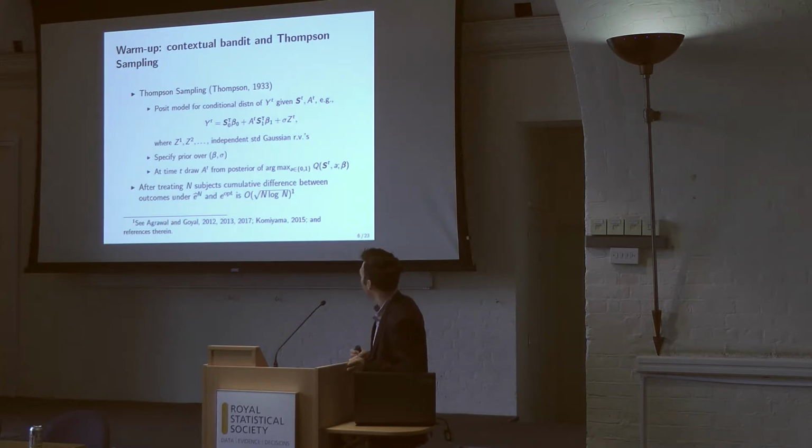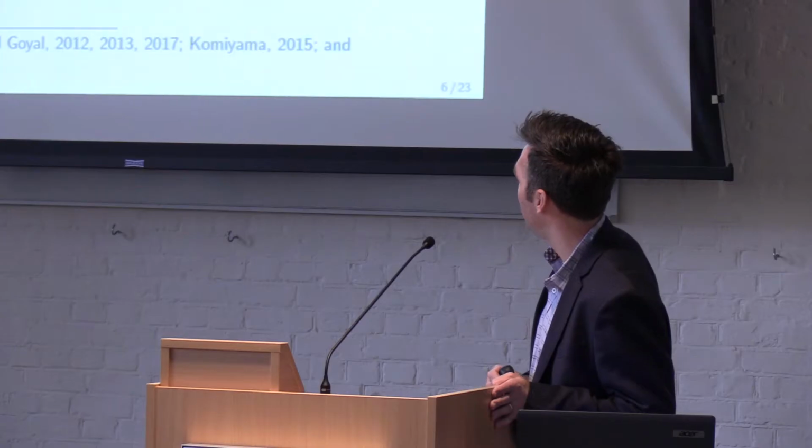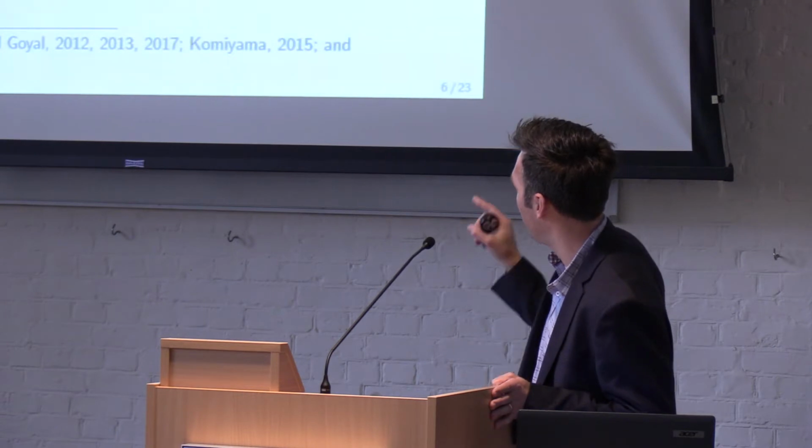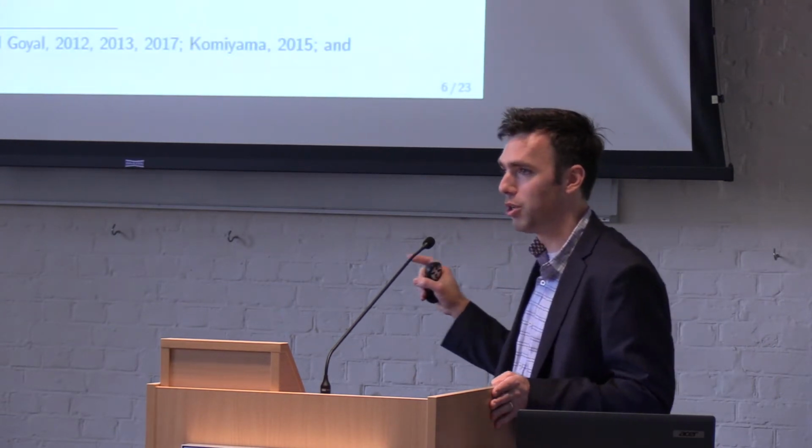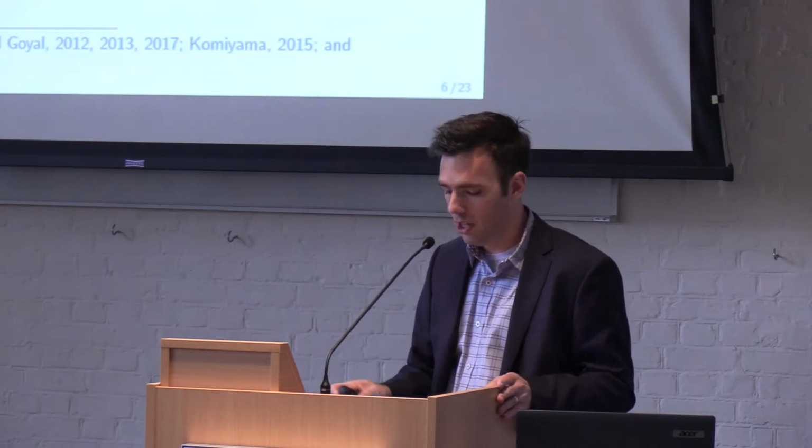And then at time t, we'll draw A_t from the posterior of argmax over A of Q(S, A; beta). So the posterior is really over beta, right? And you have S, but you draw a beta, and then you take the argmax, and that gives you A. So if you do this, you can show that after treating n subjects, the cumulative difference between outcomes under E hat n and E opt will be big O of square root n log n, which is much smaller than big O of n. Okay?